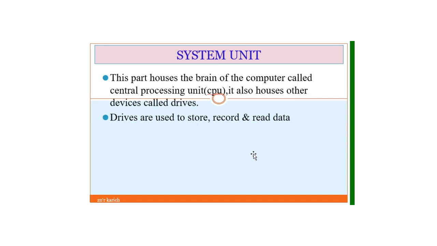The system unit is the part of the computer that houses the brain of the computer, which we also call the CPU, or the central processing unit. The system unit also houses other devices called the drives, and drives are used to store, record, and also read data.